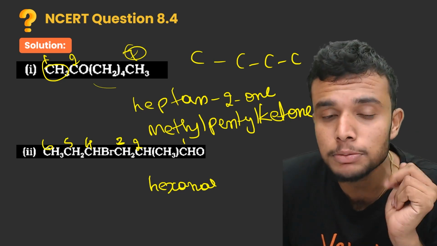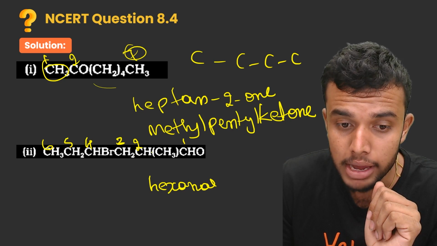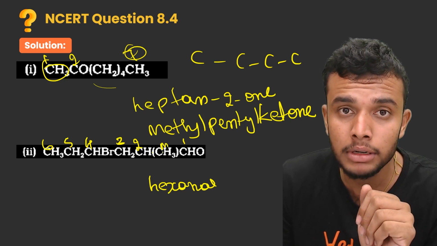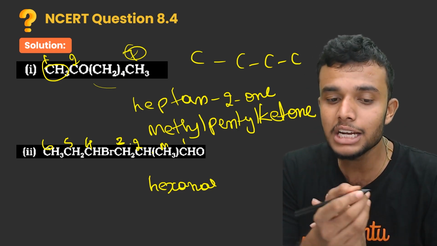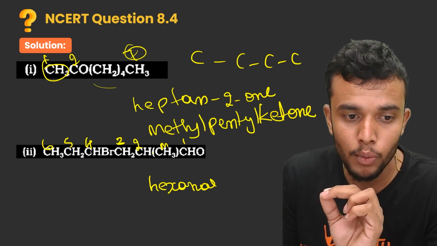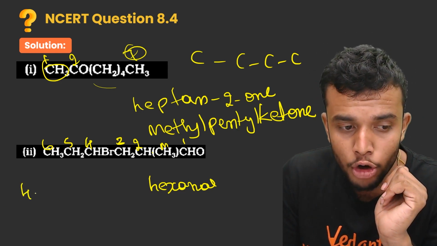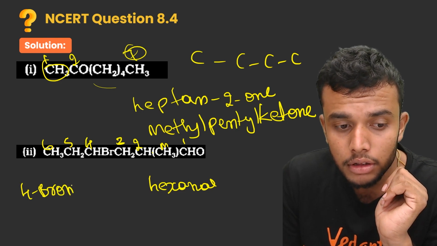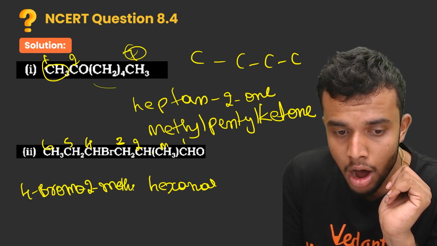Prefix term: here two substituents are present. One is the methyl group, the M alphabet, and the other is the bromo group. That's why bromo comes first. We need to mention bromo first, then methyl. Bromo is present at the 4th position. That's why 4-bromo-2-methylhexanal. Students, understood?